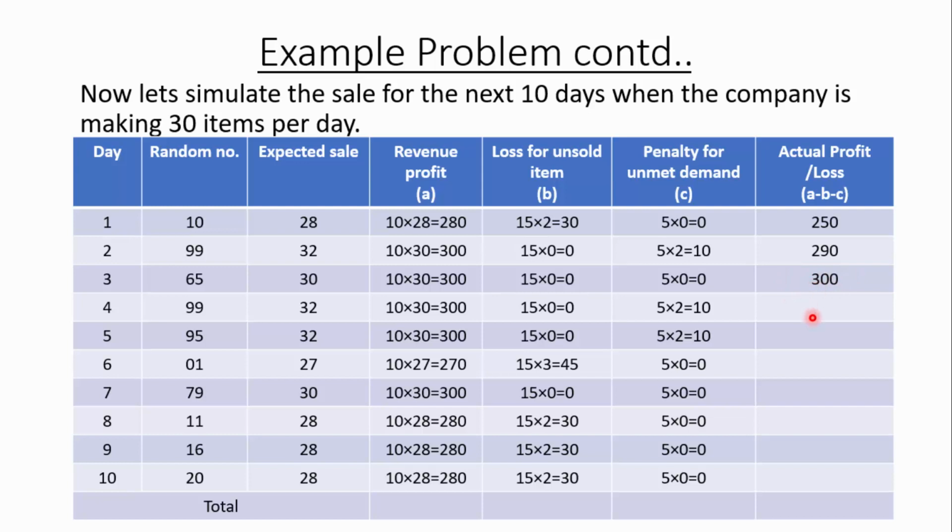Now let us calculate these for the remaining days as well. So we have calculated this, and this is the total realized profit, the actual profit. The total realized profit for 10 days is coming as 2695. Now let us move ahead.